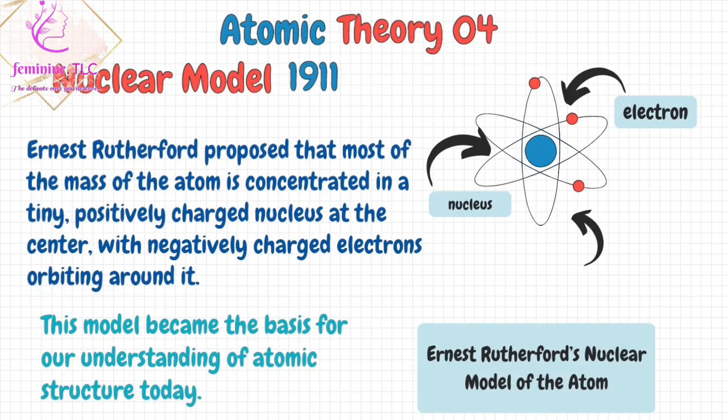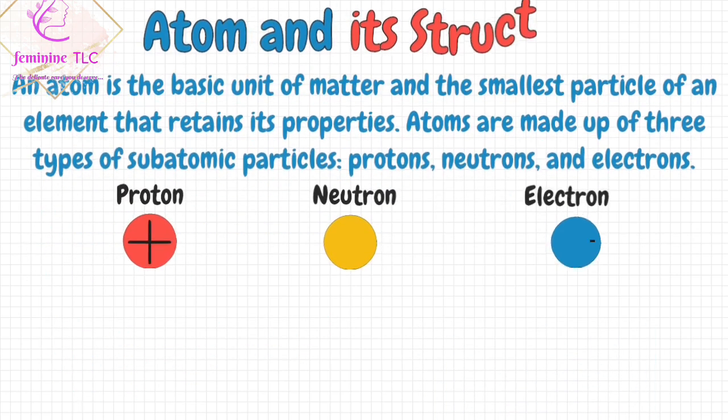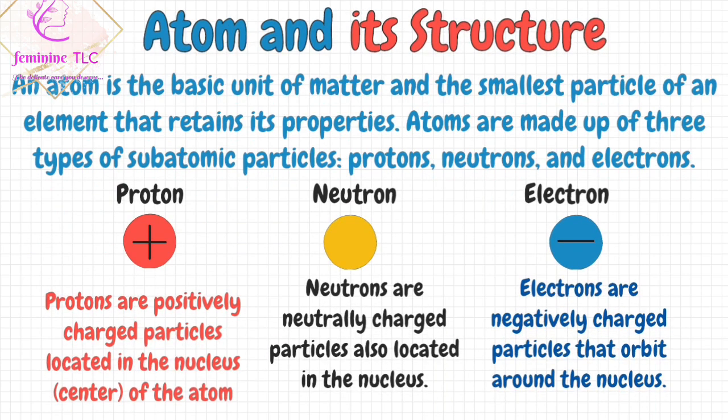The fourth atomic theory is the nuclear model by Ernest Rutherford. He proposed that most of the mass of the atom is concentrated in a tiny, positively charged nucleus at the center, with negatively charged electrons orbiting around it. This model became the basis for understanding of atomic structure today. And this atomic theory was by Ernest Rutherford.